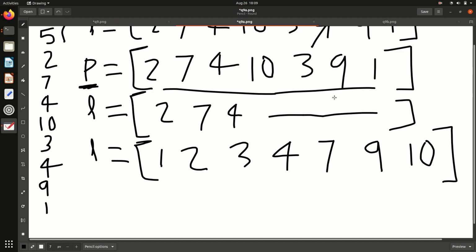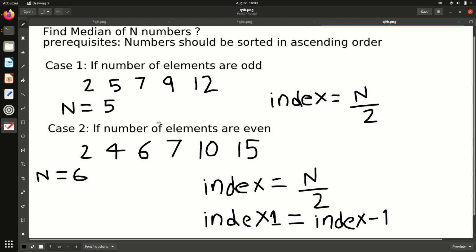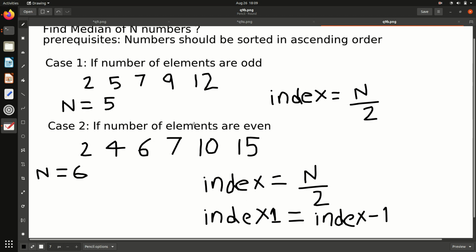Now we have to find the median. For finding the median, there are just one or two formulas which you have to remember. It is a very simple one, not a formula at all. I know almost all of you must have gone through it, but I will discuss it anyway. So the prerequisite is completed. Now there are two cases to find the median. If the number of elements is odd, there is one method. If the number of elements is even, there is one more method.